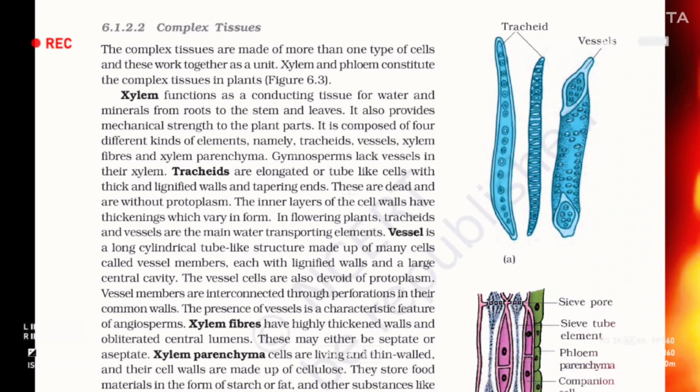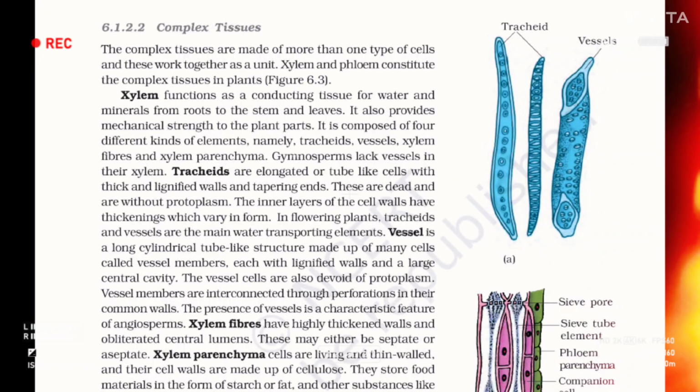6.1.2.2 Complex tissue. The complex tissues are made of more than one type of cells, and these work together as a unit. Xylem and phloem constitute the complex tissue in plants. Xylem functions as a conducting tissue for water and minerals from root to stem and leaves. It also provides mechanical strength to the plant parts. It is composed of four different kinds of elements, namely tracheids, vessels, xylem fibers, and xylem parenchyma.